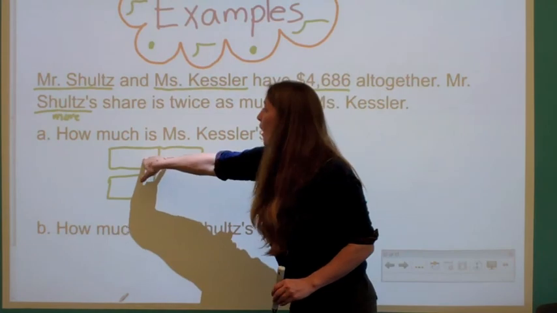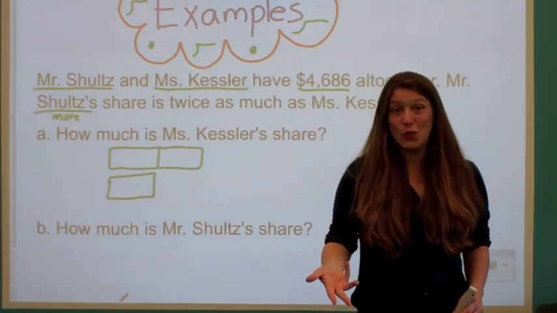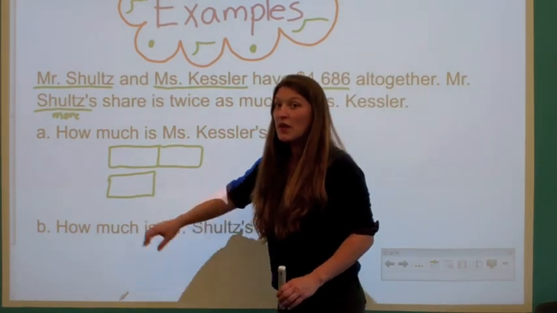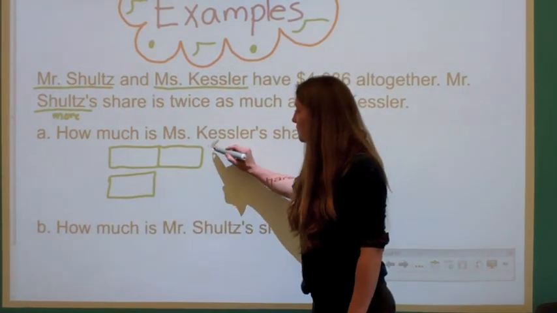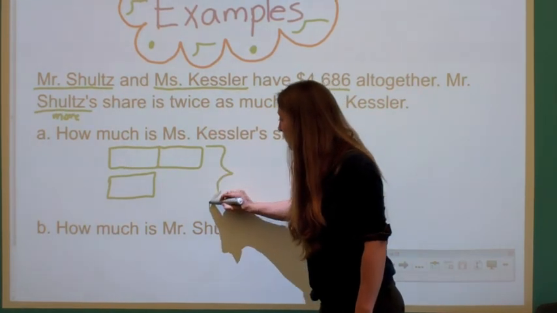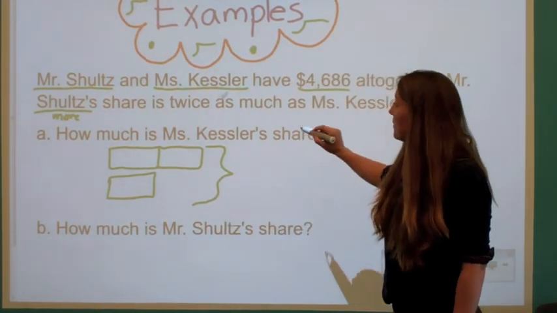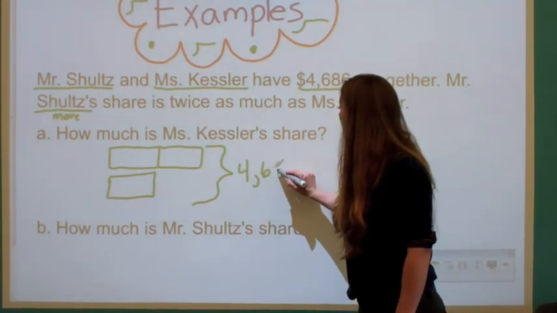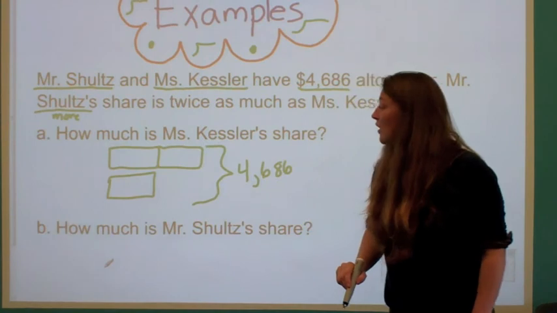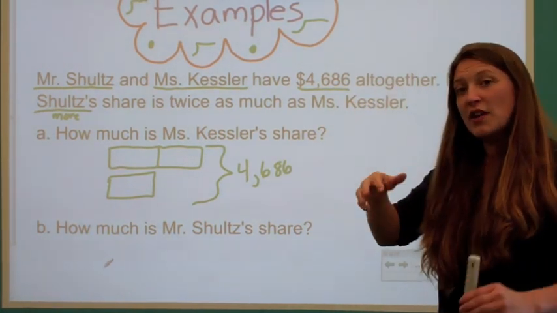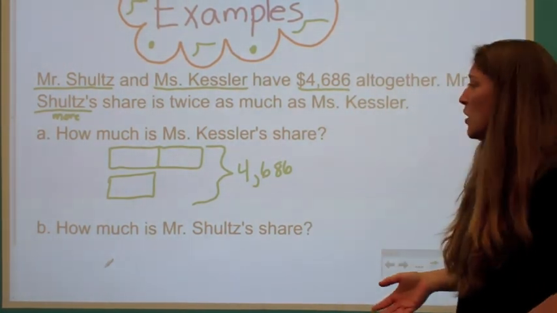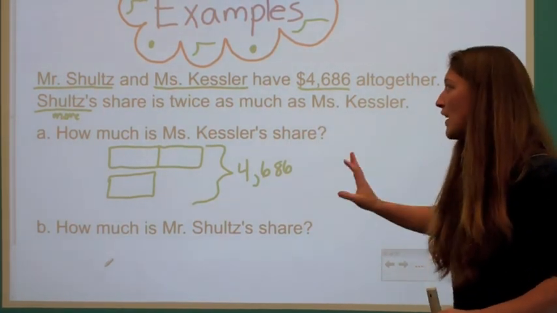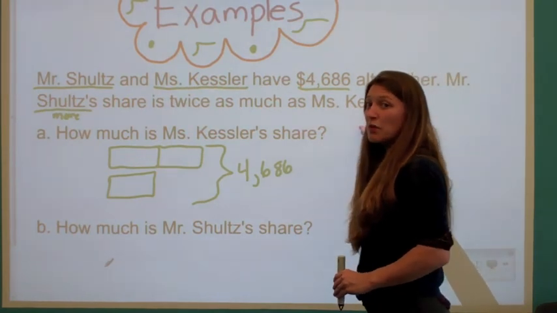Mr. Schultz's share is twice, meaning 2 times, as much as Miss Kessler's. And we know that altogether we have $4,686. So we know that all 3 of those units put together, or combined together, represent $4,686. That's what we know already, just from reading this problem.